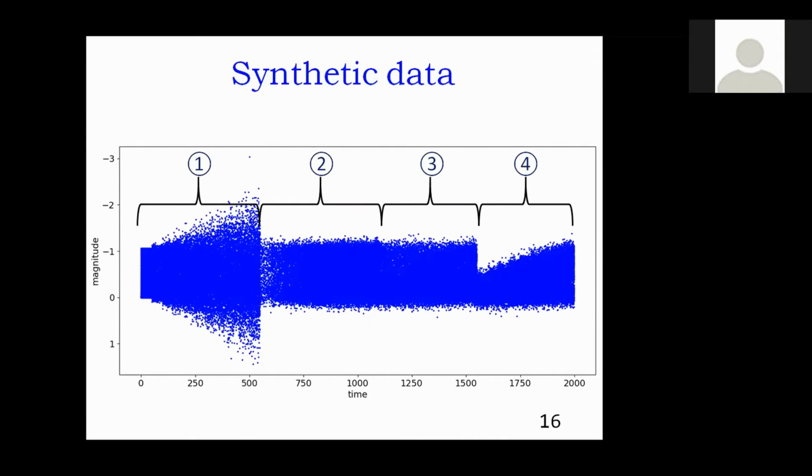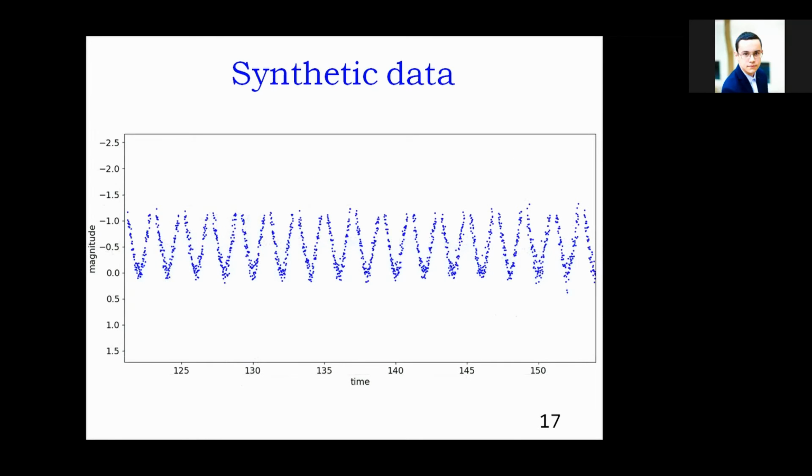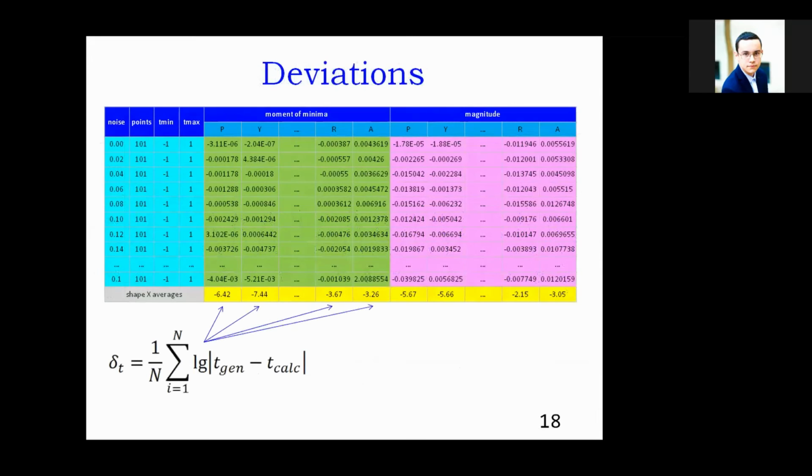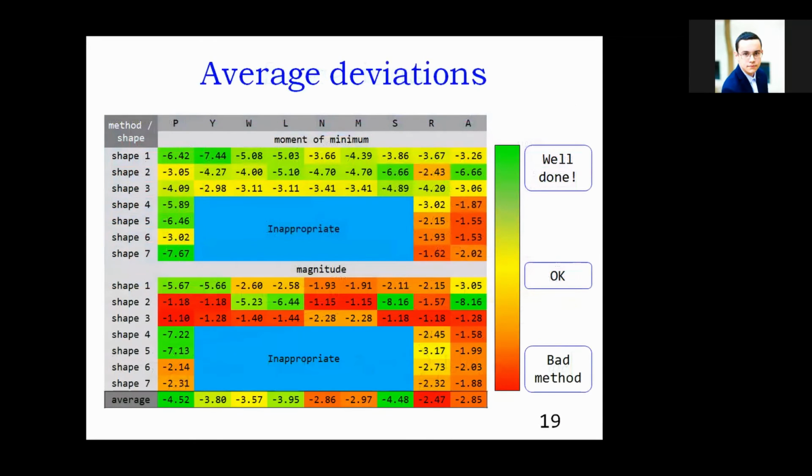This is the synthetic data set. There are 4 parts, with different amounts of noise, points, and symmetry of interval. There are synthetic extrema and the table with results. So in order not to consider such a huge table, we computed some logarithms and created such a table. If the method is green, it is applicable for the current shape. If it is yellow, it's okay, but better not to use it. And if it is red, it's definitely a bad method.